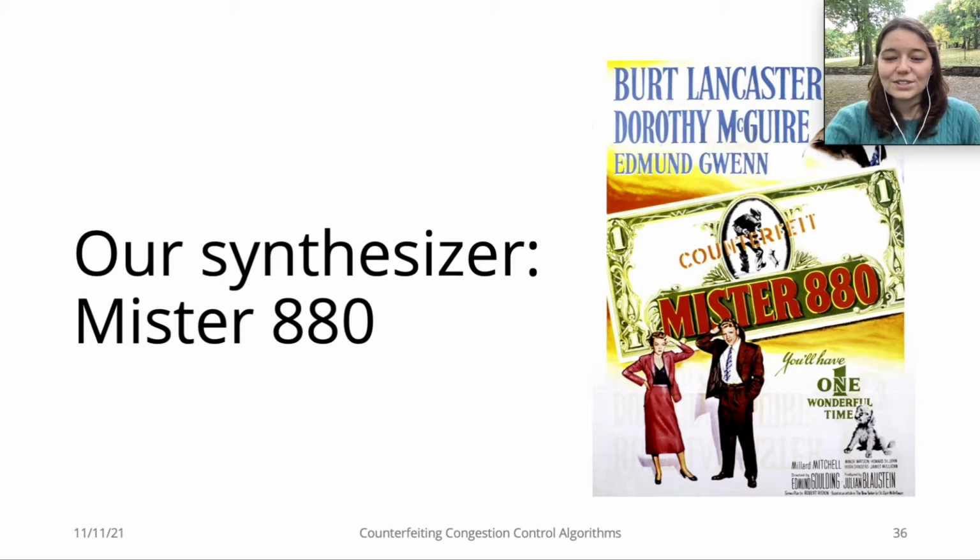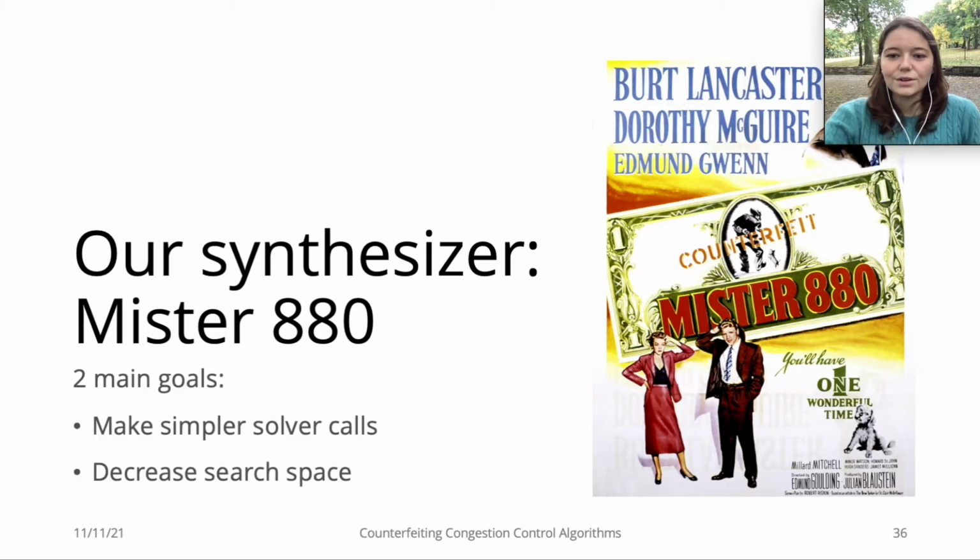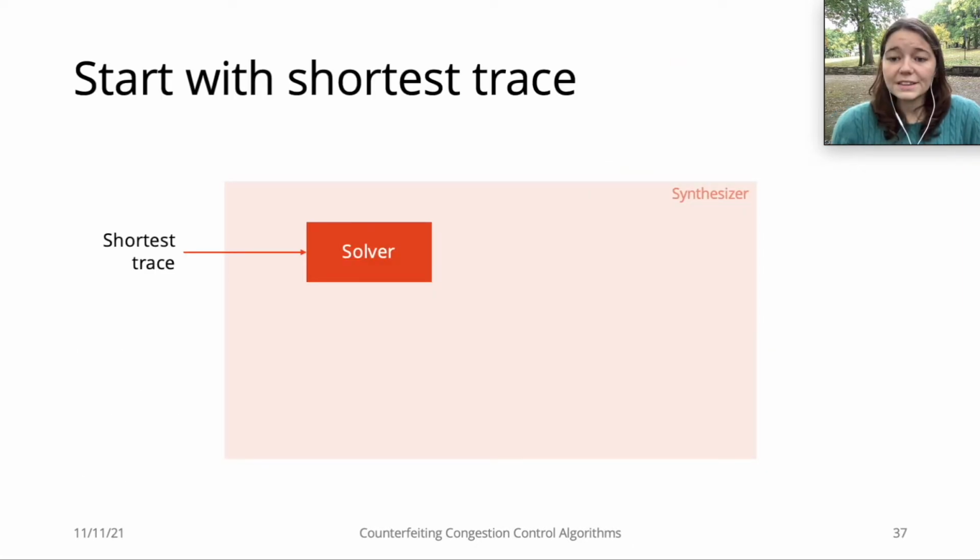Our first goal is to synthesize the simplified version of Reno I showed you before, so we say Reno is our $1 bill. To make our search more tractable, we focus on 2 main goals for our synthesizer. First, we want to make simpler and faster solver calls. Second, we want to reduce the search space, which reflects on fewer solver calls. The first step we take towards achieving these goals is to separate the traces.